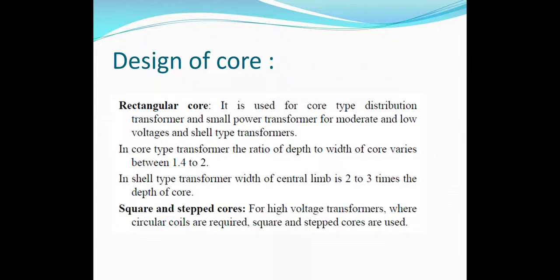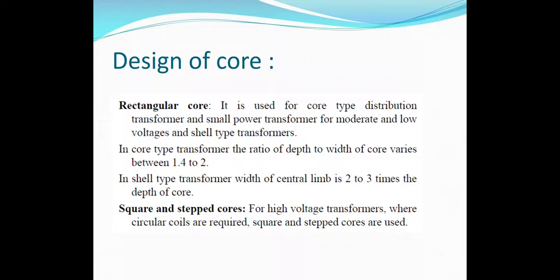Design of core. For design of core, what will be the shape of the core? It may be a rectangular core, square core, or stepped core. For what type of transformer we have to choose which shape, this is dealt with in this topic. For distribution transformers, we can choose rectangular cores. For high voltage transformers, we can use square and stepped cores.